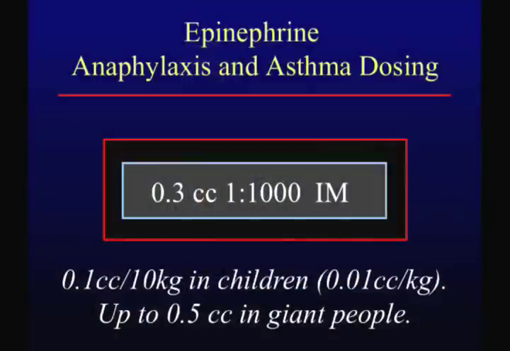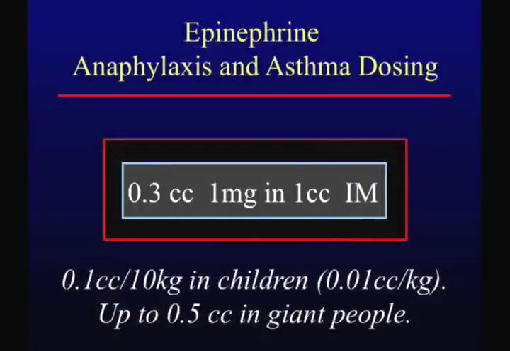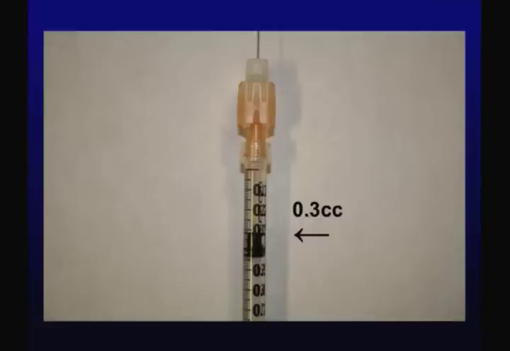There have been a lot of mistakes, though, with epi dosing, and I'm going to talk about that in a minute. So rather than saying 0.3, 1 to 1,000, say 0.3, 1 milligram in 1 cc, so that whoever's working with you, usually the nurse, knows exactly what you're asking for. You're asking for 0.3 cc's in an adult. If you can't remember any dosing at all in an emergency, it's always 0.3. If they're superhuman, you could go a little bit higher.